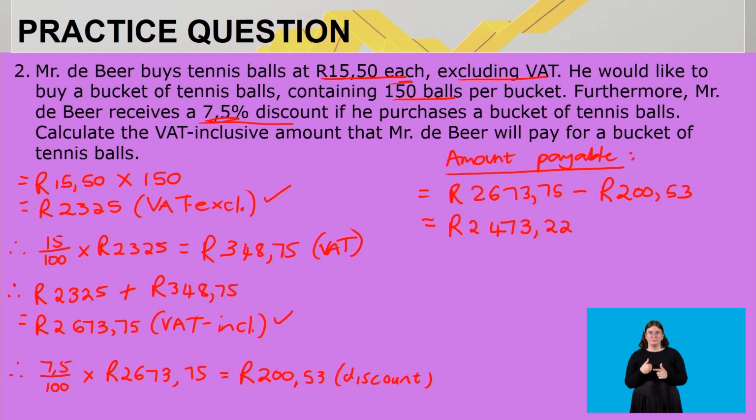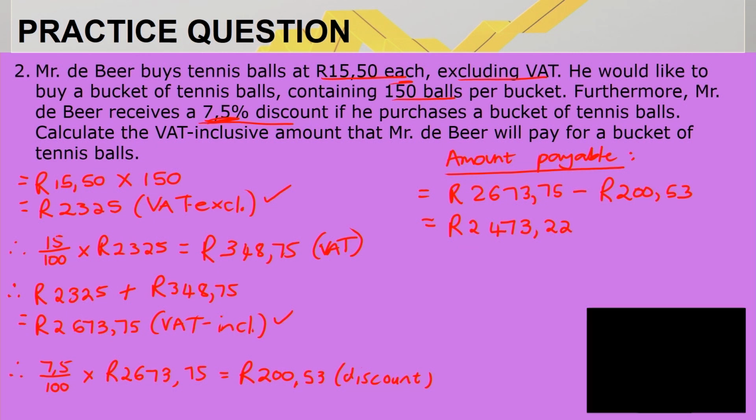Then I went back and I looked at the discount of 7.5%. So therefore I took the 7.5 and I multiplied by 2,673 Rand 75 cents. That's our VAT inclusive amount. That gave me a discount of 200 Rand and 53 cents. Remember, discount I must subtract. So therefore I took the 2,673 Rand 75 cents and I subtracted the discount of 200 Rand and 53 cents. And I ended up with a total payable by Mr. De Beer of 2,473 Rand and 22 cents.